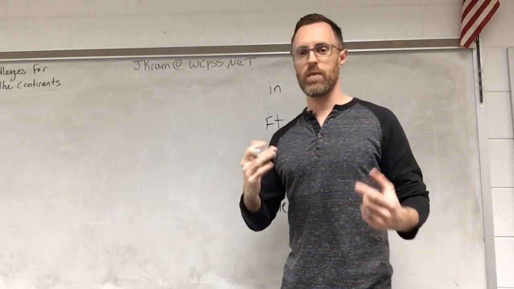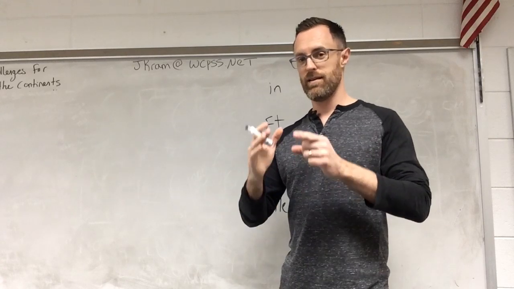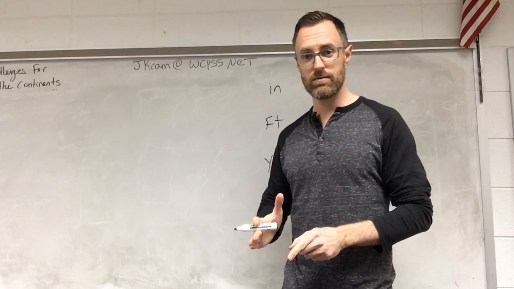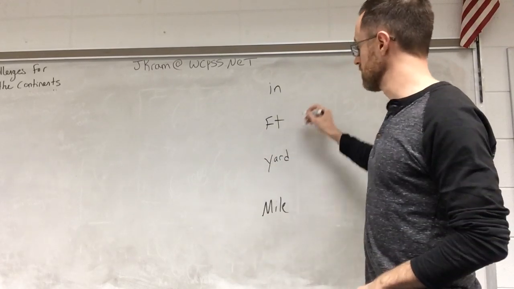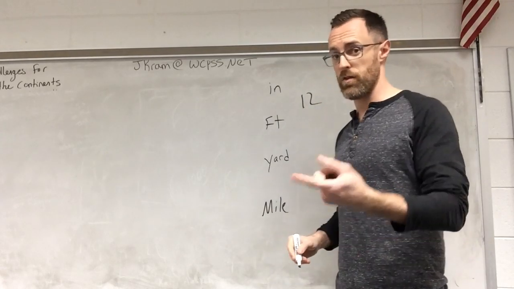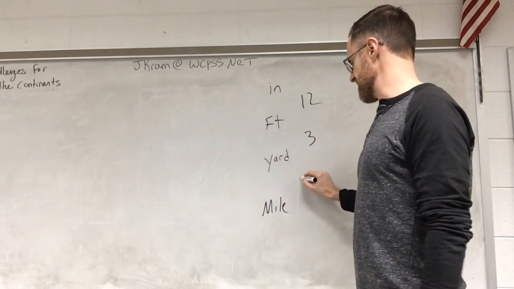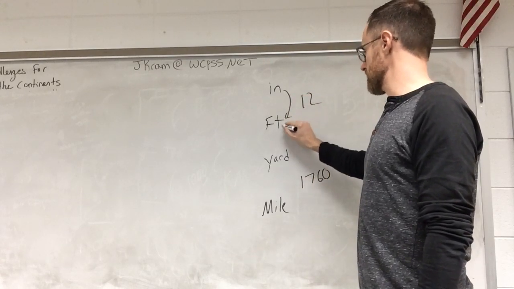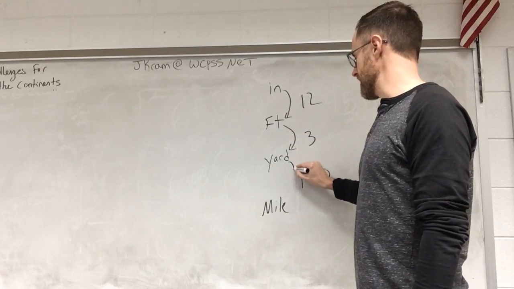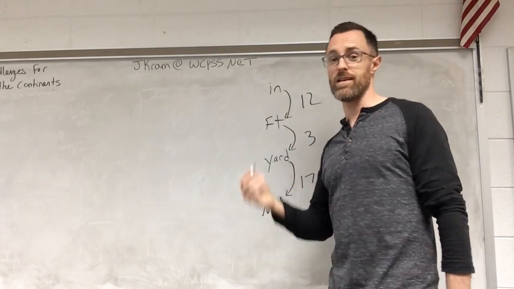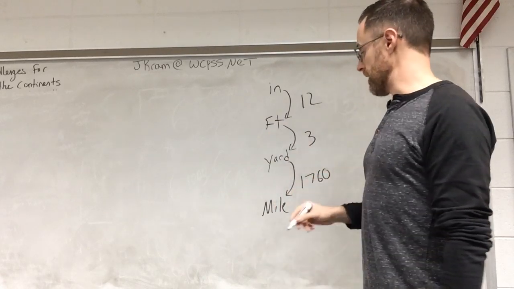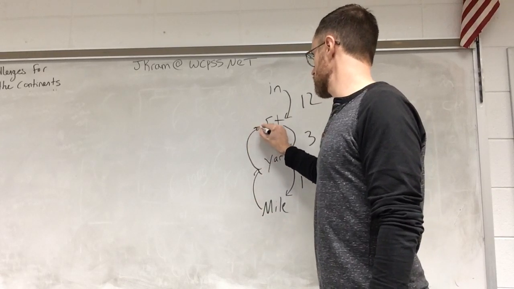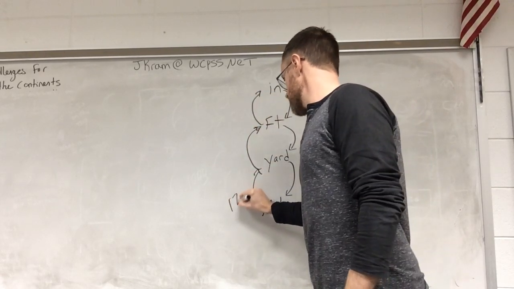I like to remember it like this. December 3rd, 1760. December, month 12, the 3rd, is 1760. 12 inches in a foot, 3 feet in a yard, and then 1,760 yards in a mile. Let me go back up. Miles to yards, 1760.